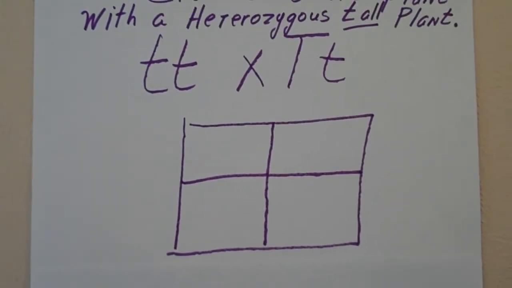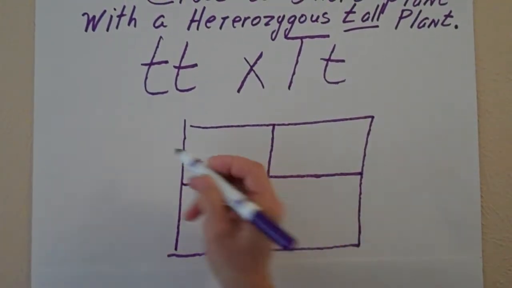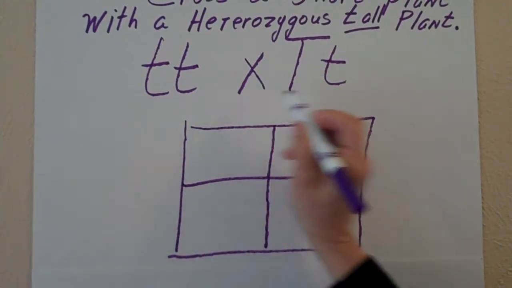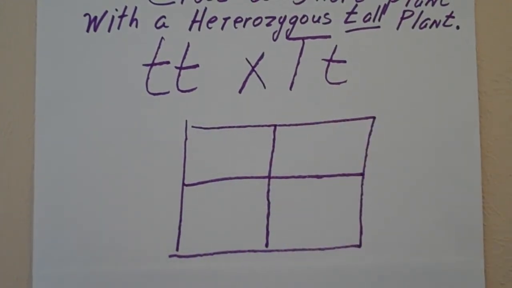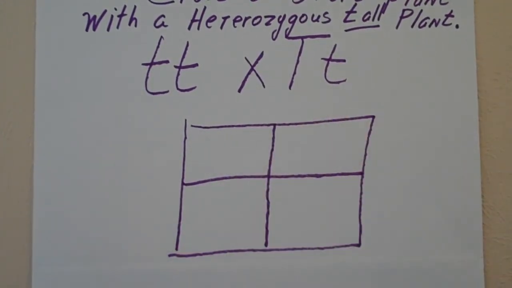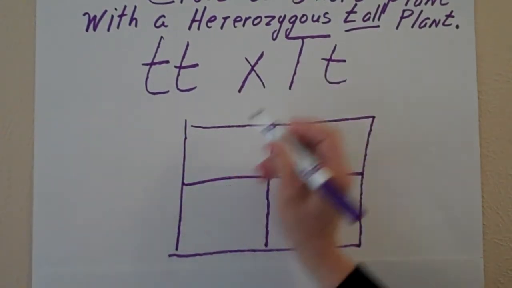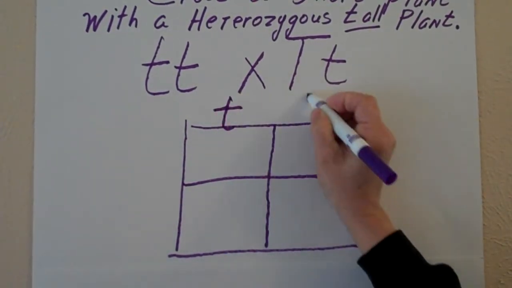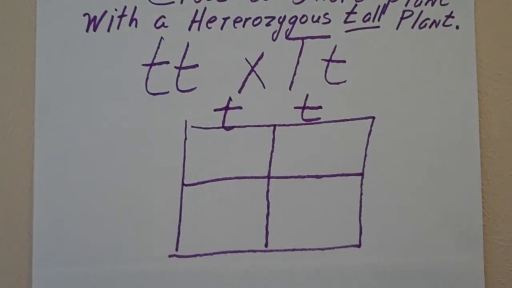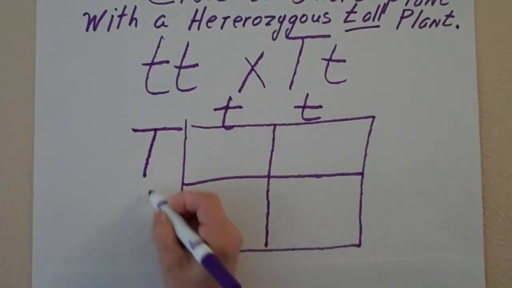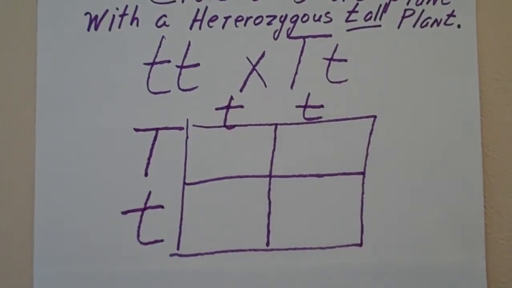Where do we put our parents? We put our parents on the sides and the top of our Punnett square. Doesn't matter which position, we put them on the side and the top. So let's start with our recessive parent, 2 little t's. Here's our heterozygous parent, big T, little t.